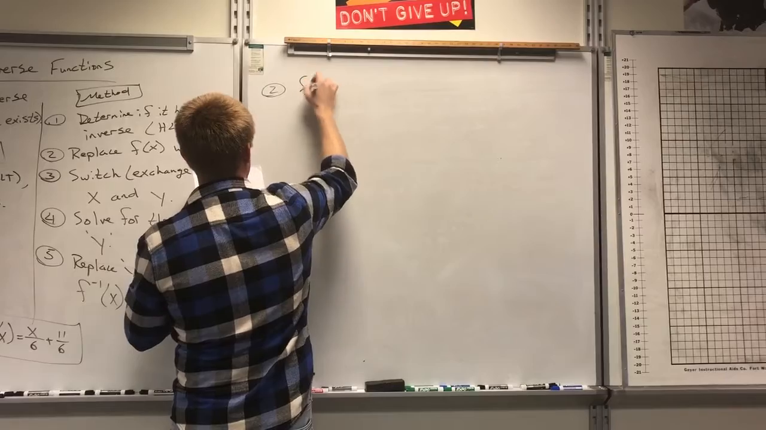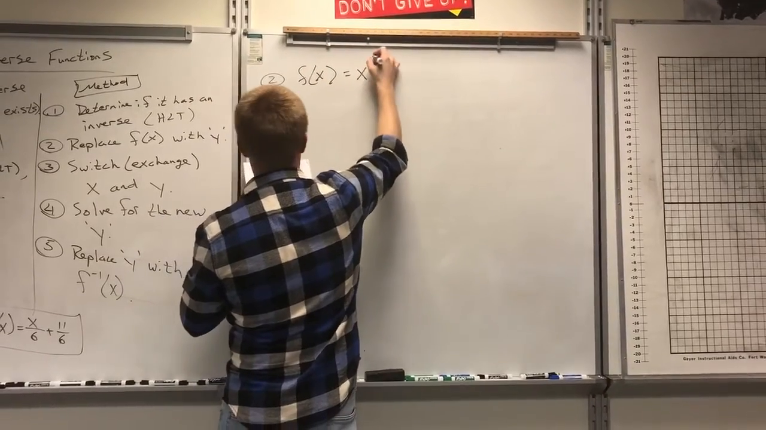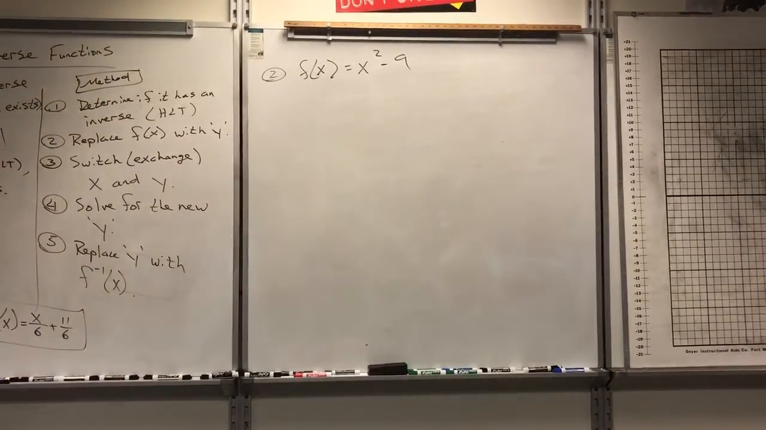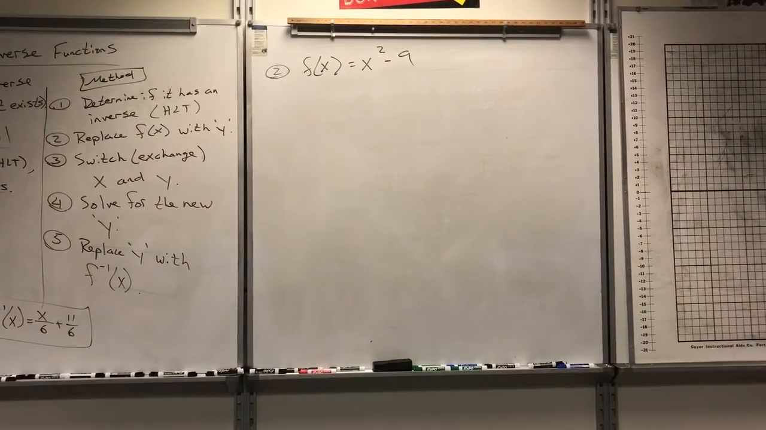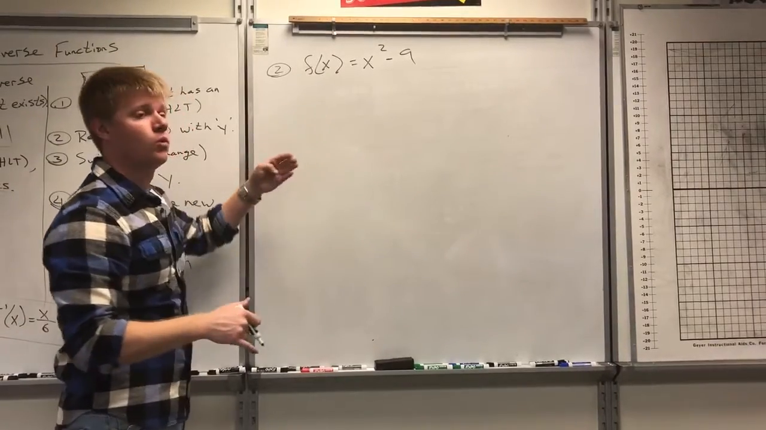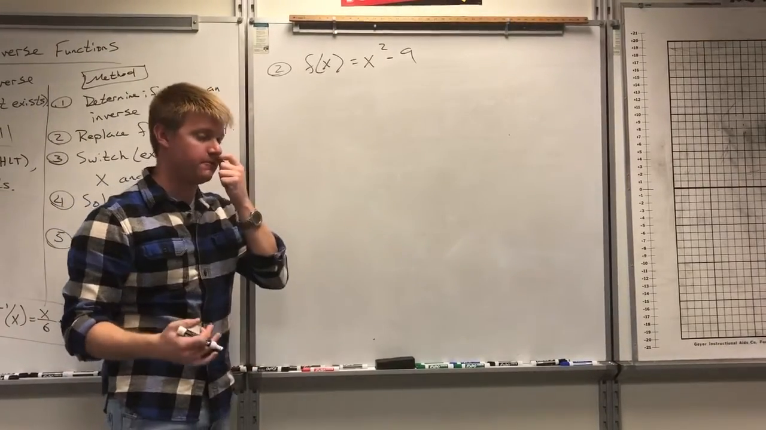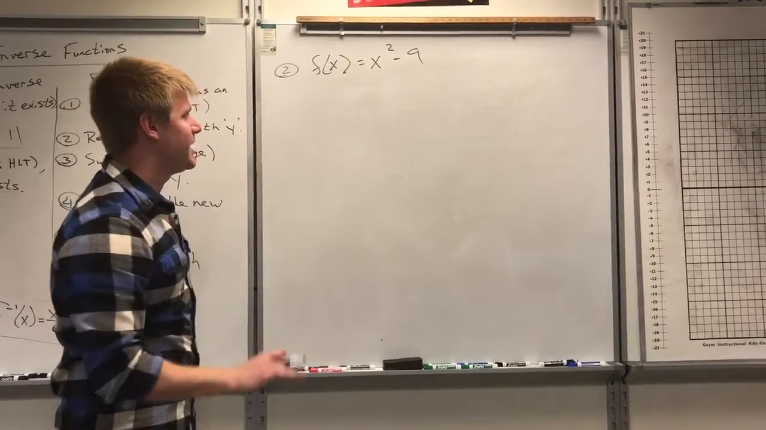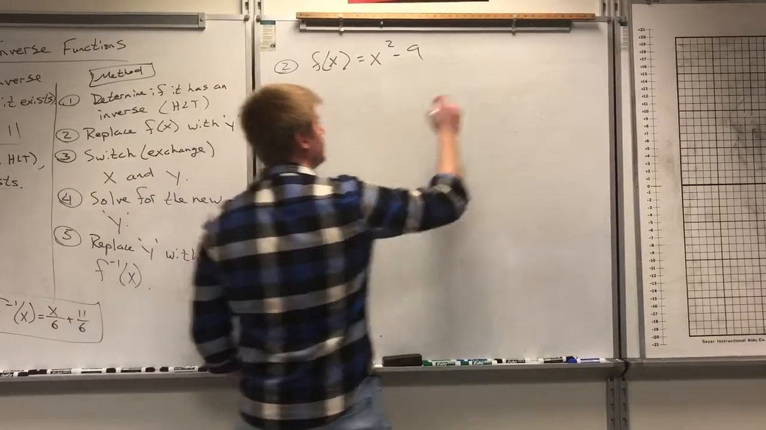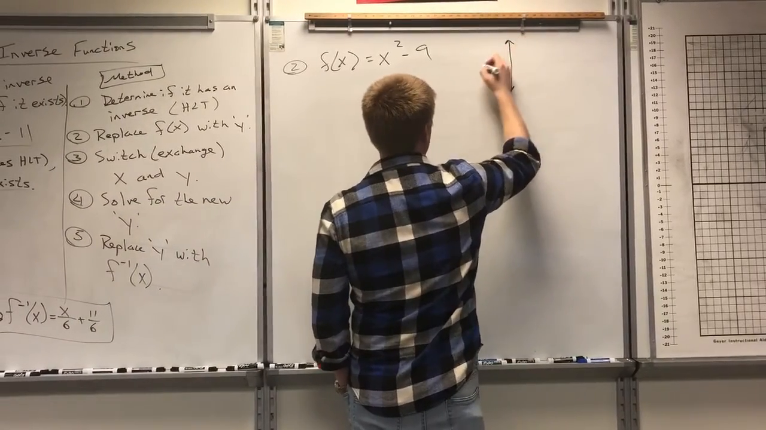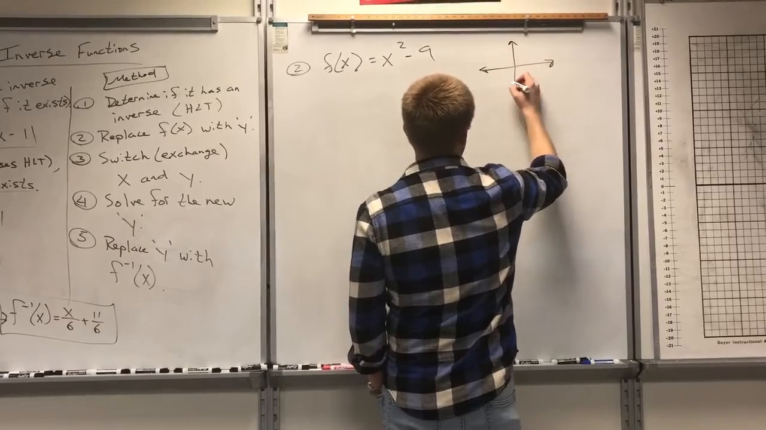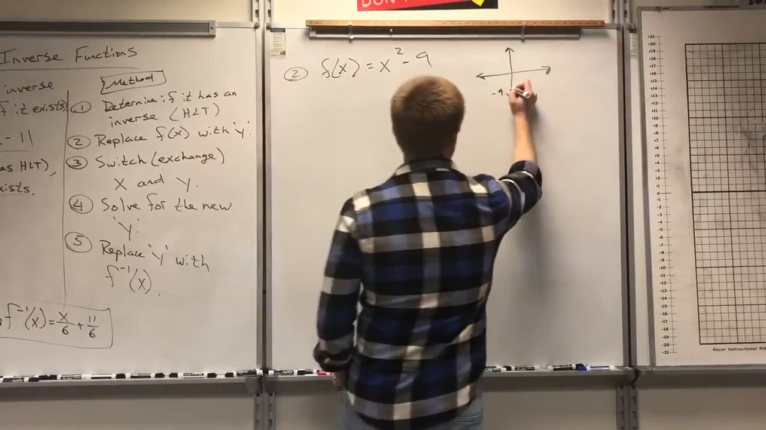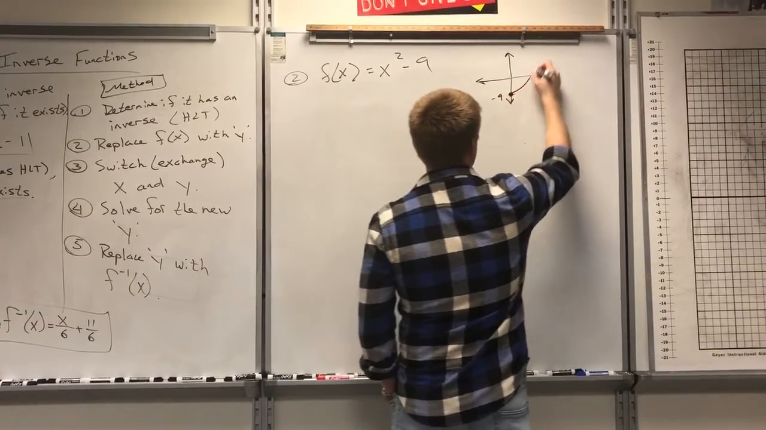Okay, number 2, f of x is equal to x squared minus 9. For this one, what I want to think about is, again, what would this look like visually? That's something very important that I always want you to keep in mind. If I were to graph this, hopefully you can come up with a fairly accurate sketch of this, even just in your mind. This is a parabola opening upward with a vertex at (0, -9).